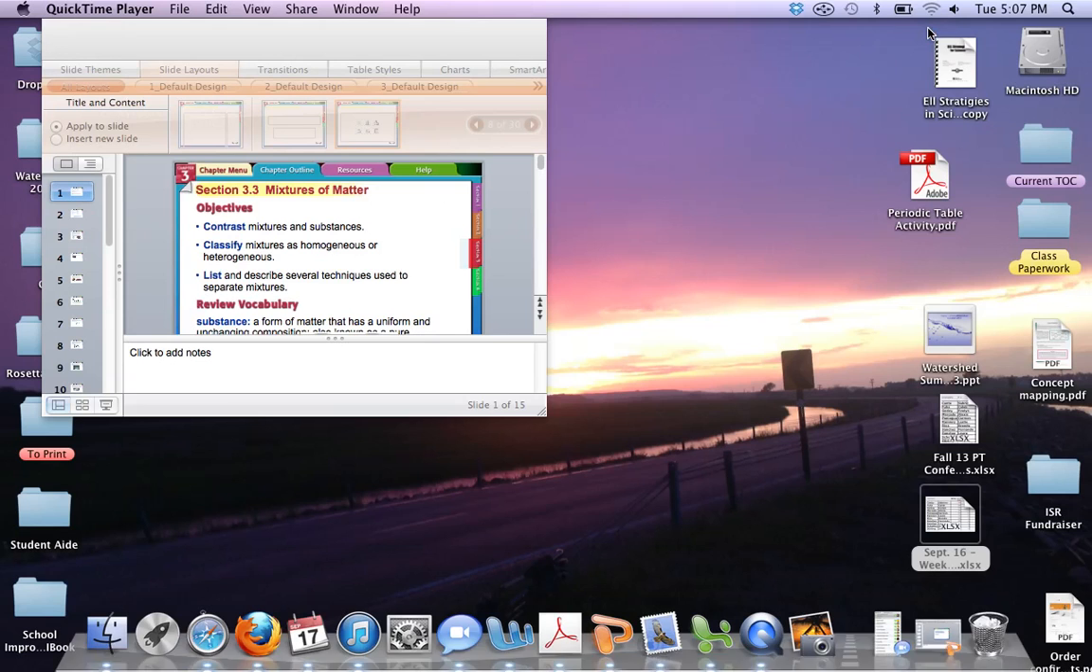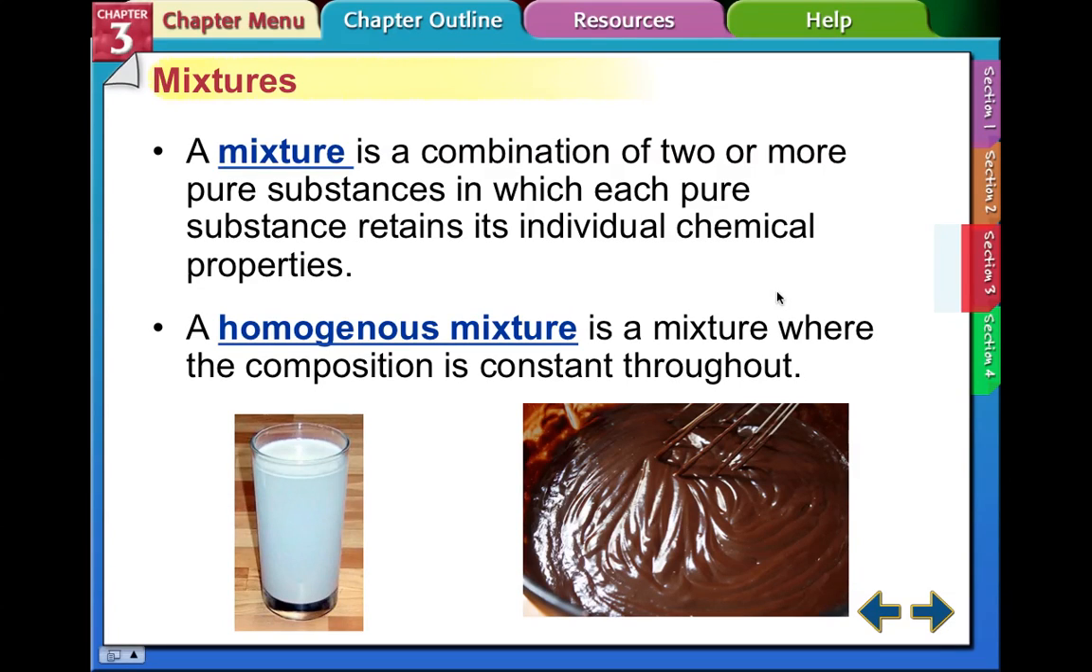Okay, so what is a mixture? A mixture is a compound of two or more pure substances in which each pure substance retains its individual property. So if you look at these pictures down here, we have a glass of milk and we have some cake batter. Both of those are mixtures. Now, we have two types of mixtures. We have homogeneous mixture and a heterogeneous mixture.